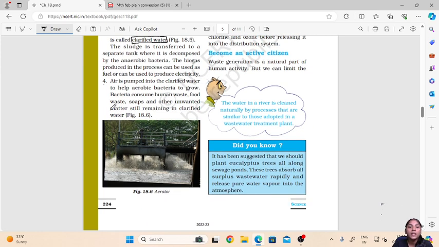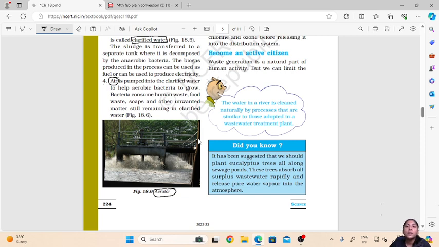Then this clarified water which is obtained after the removal of sludge and oil is transferred to another chamber where air is pumped into the clarified water. In the fourth step, air is pumped into the clarified water so that it will help the aerobic bacteria to grow. Now in this tank, as you can see, the aerator is the tank where air is pumped into the water so that aerobic bacteria can grow.